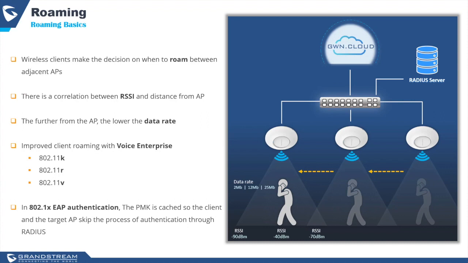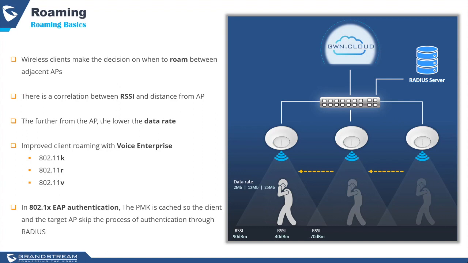One important thing to mention here is that for these functionalities to work, the wireless client needs to support these standards. So in case you have Voice Enterprise enabled on the GWN access points and you have some legacy devices connected to your GWN access points, these standards will not work, because the client needs to support these standards as well.